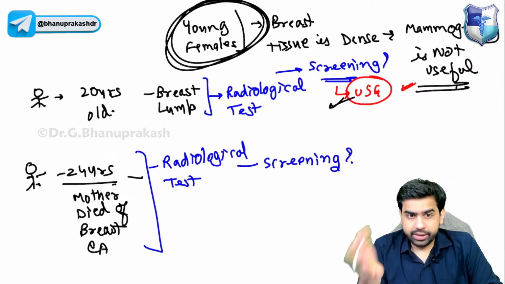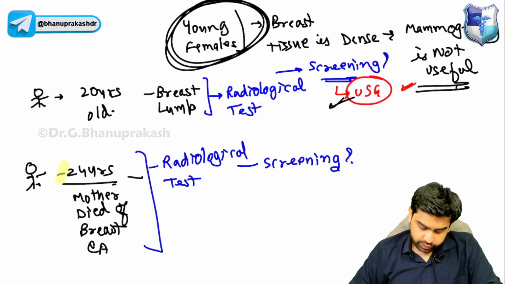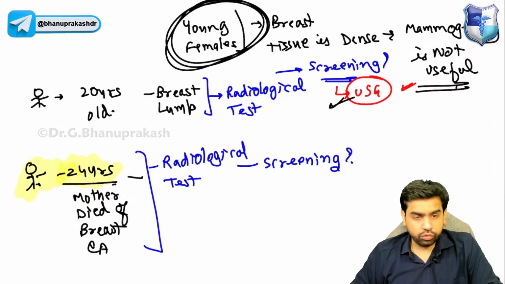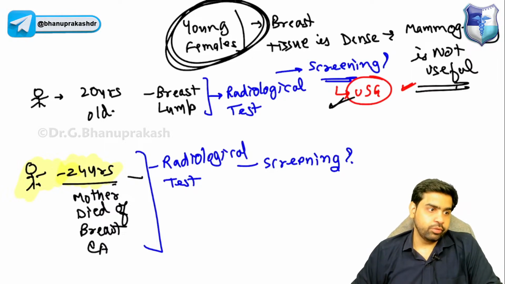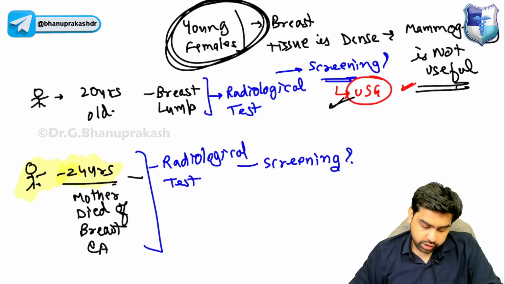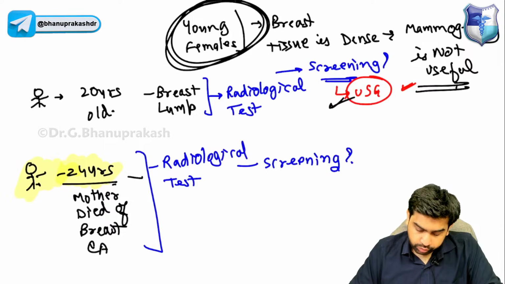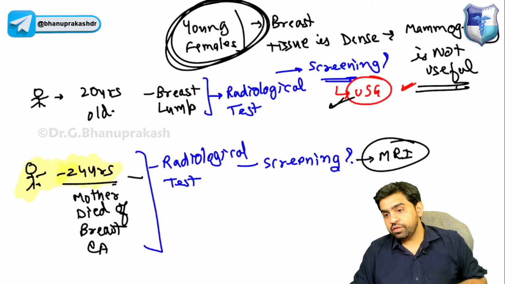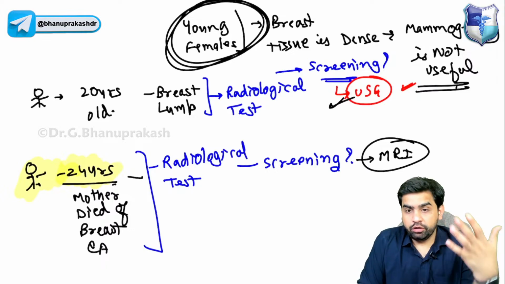So again, I'm giving you this just to re-emphasize this topic. There's a female who is 24 years old. The mother has died of breast cancer. MRI or 3D mammography? Yes, Mike, the answer is MRI over here. So please don't get confused, guys. Please understand this point. It's a very important concept which we are trying to convey.